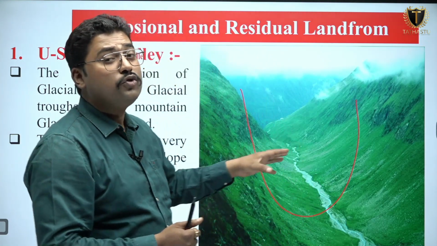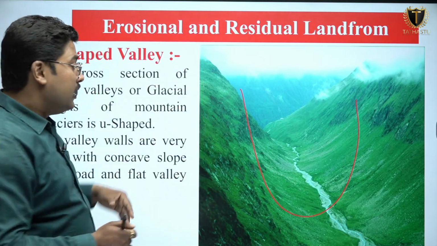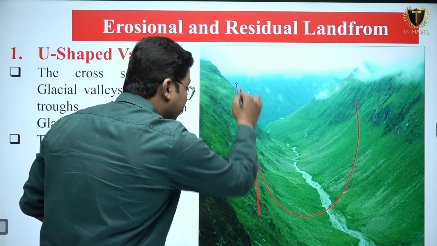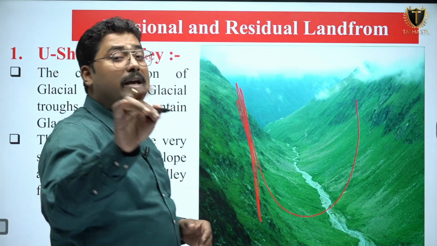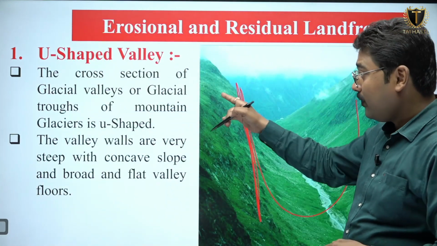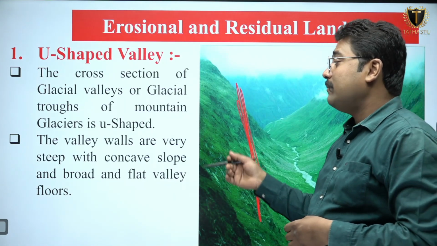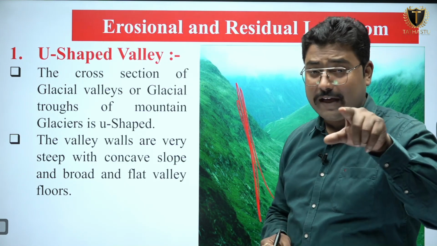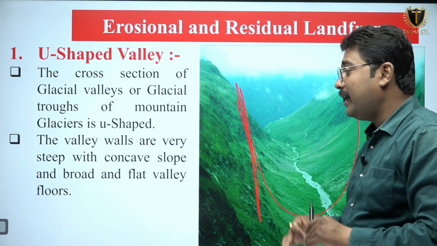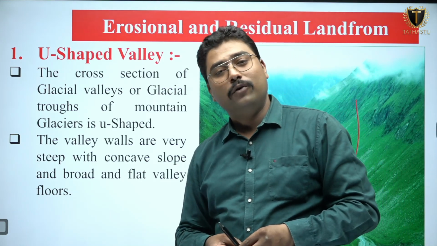So glaciers do plucking, and because of the height, the slope gradient of the valley will be very high and resembles a capital letter U. The cross section of the glacial valley, or the glacial troughs of the mountain glaciers, is U-shaped, and the valley walls are very steep with concave slope and broad and flat valley floors.